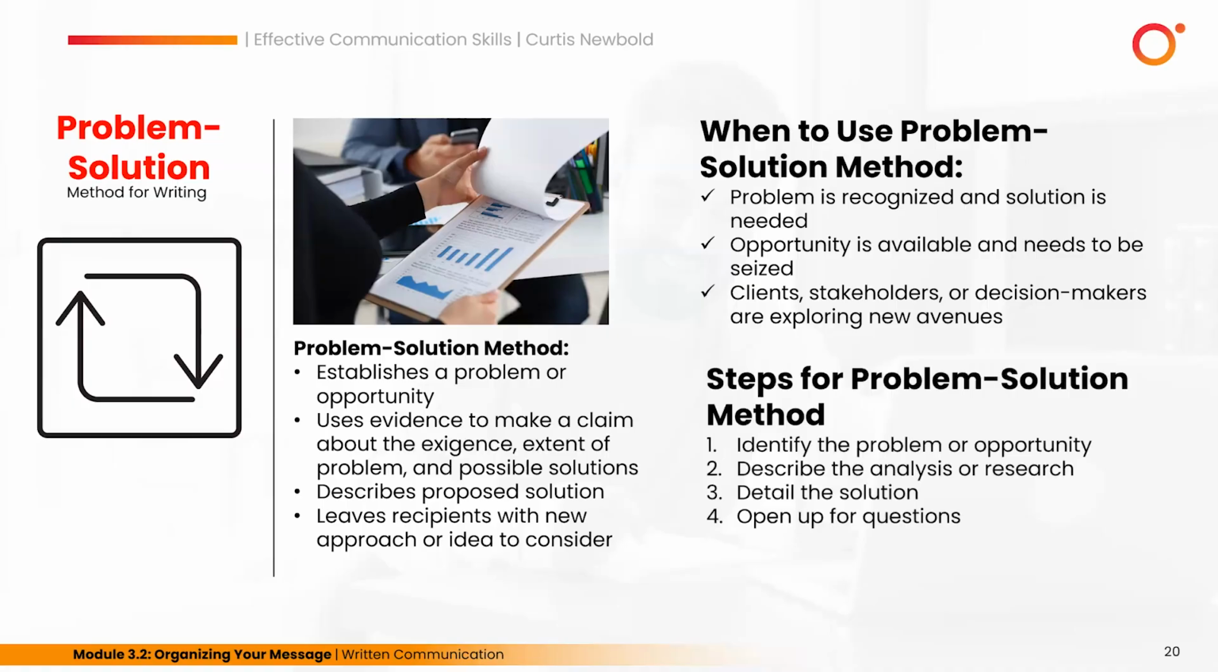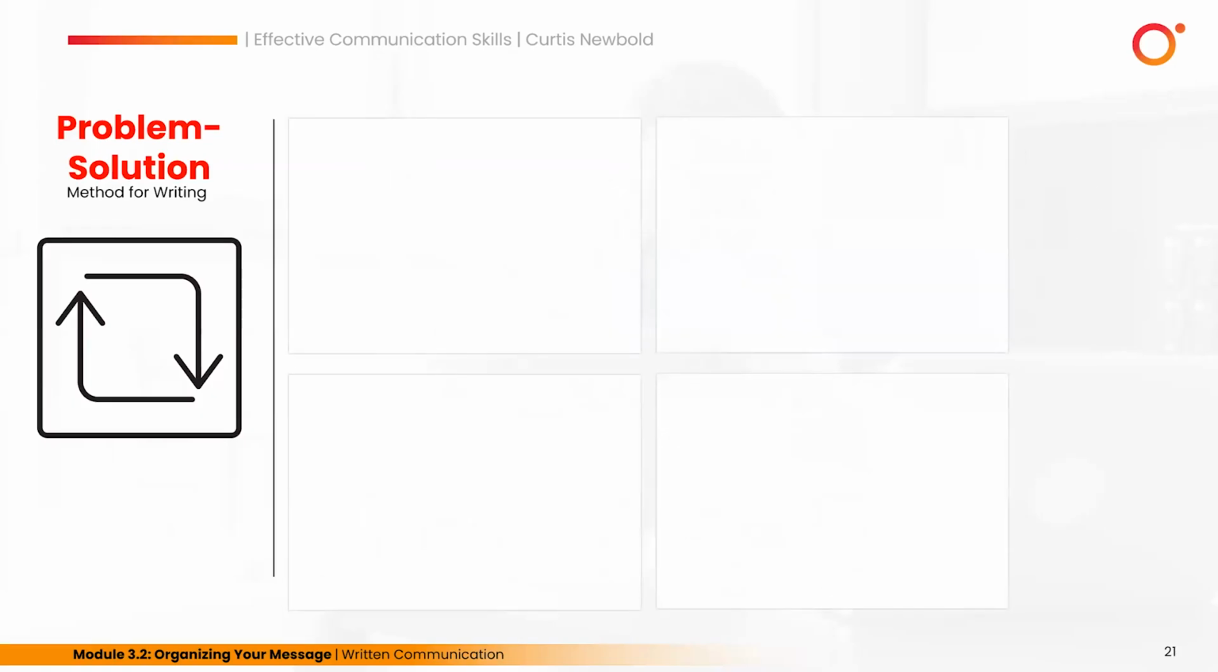So steps for the problem solution method follow a 4-step process. First of all, you identify the problem or opportunity. Second, you describe the analysis or research. Then you detail your solution, and then you open it up for questions at the end. So it's fairly straightforward: identify the problem, describe your analysis or research, then detail the solution, and then open that up for questions.